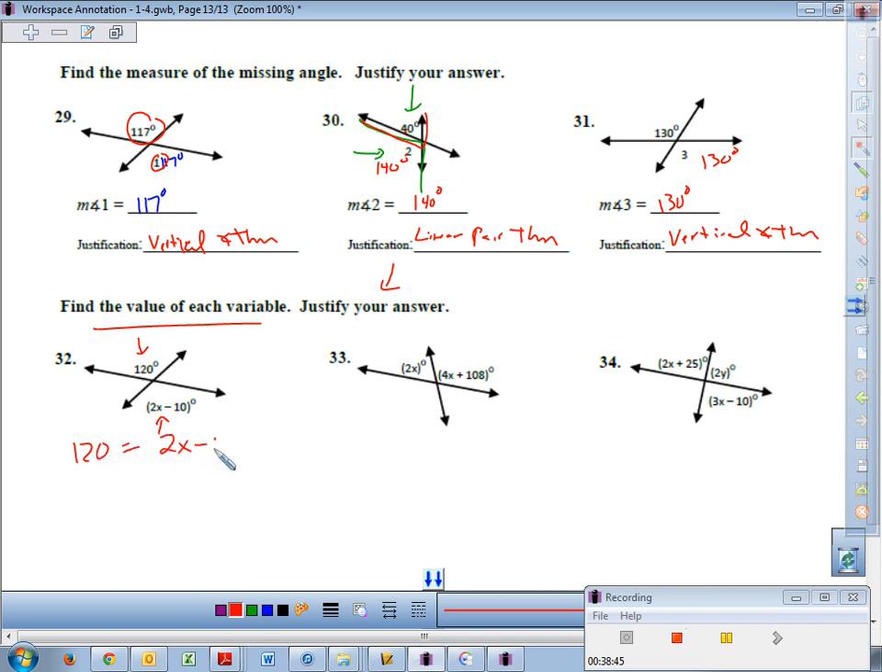And you don't need the parentheses around the 2x minus 10. This is just trying to say it's all in degrees, right? You know, so the parentheses, there's nothing outside it. You're not distributing or anything like that. It's just 2x minus 10.